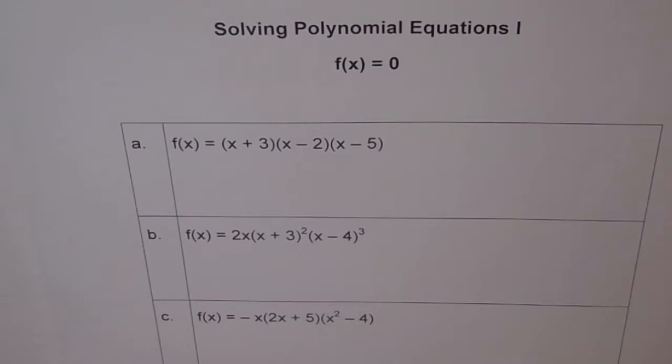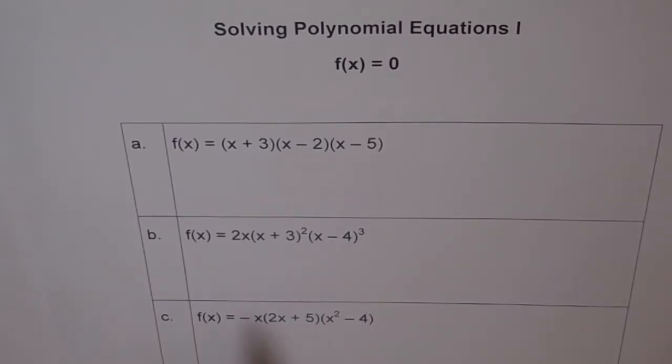If they are not given in factored form, the first step should be to factor them and write them in factored form, right? Now, this is my first sheet on understanding solving polynomial equations given that they are in factored form. So that's the simplest scenario which you can do.